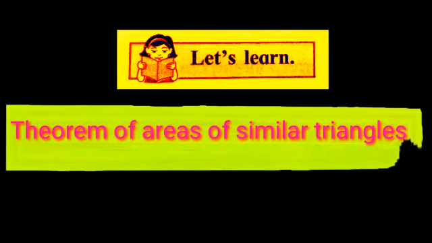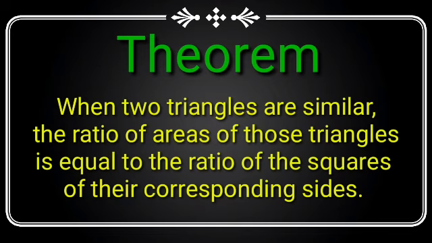Let us learn the theorem of areas of similar triangles. Theorem: when two triangles are similar, the ratio of the areas of those triangles is equal to the ratio of the squares of their corresponding sides.